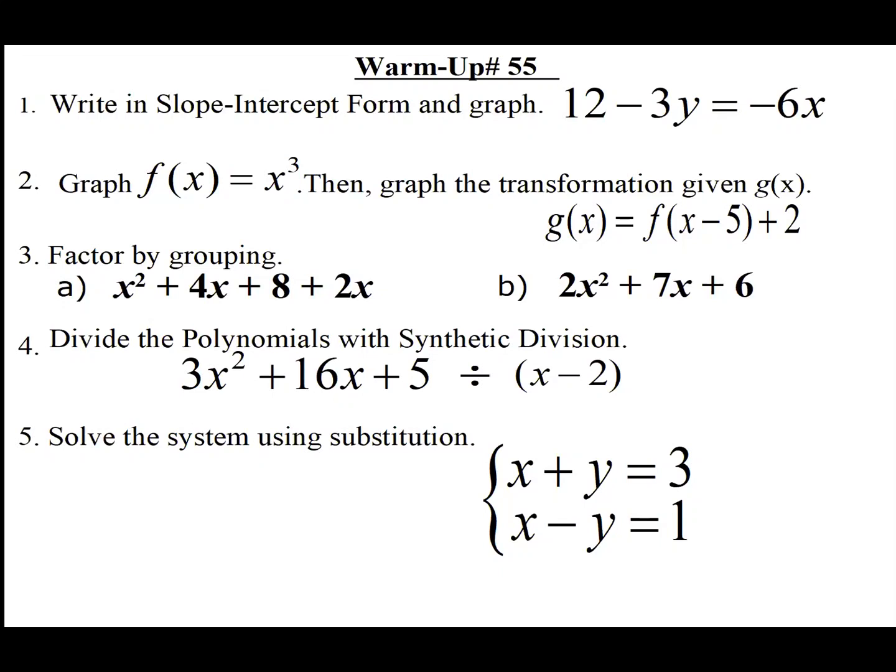Number 4, divide the polynomial with synthetic division. The polynomial given is 3x squared plus 16x plus 5 divided by x minus 2. And number 5, solve the system using substitution. The system given is in set notation. Inside of the set, we have x plus y equals 3 and x minus y equals 1. Hopefully you can do all 5 of them by yourself. I'll give you some time. Copy that and go.